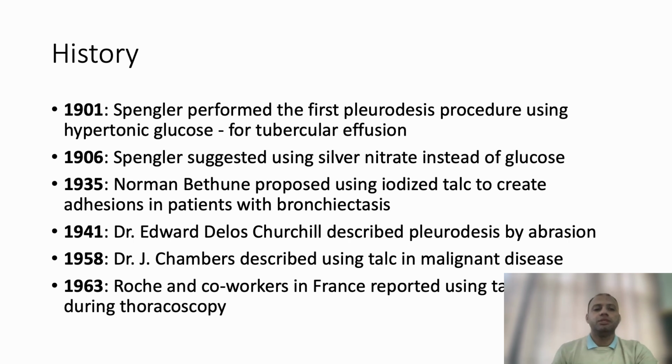Starting with the small history, in 1901, Spengler performed the first pleurodesis using 50% glucose for tubercular effusion, and 5 years later, he used silver nitrate instead of glucose. And in 1935, it was Bethune who first proposed using iodized talc to create the adhesion, and it is the most commonly used pleurodesis agent till now.